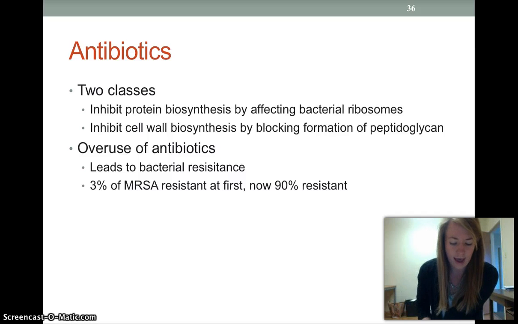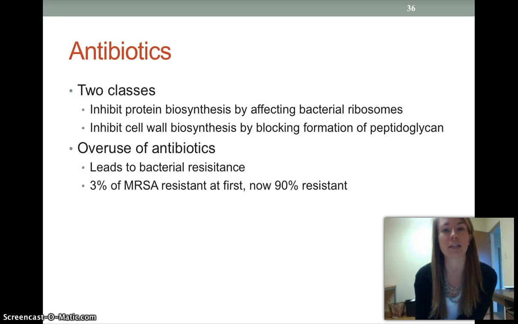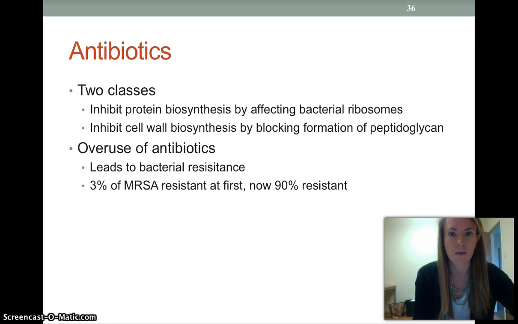And then we have antibiotics, however, to help us fight off bacteria. The first ever antibiotic was penicillin, and now we have dozens and hundreds of different kinds of antibiotics, but they work in two different ways. There's one that inhibits protein biosynthesis in bacteria, which means that they stop the bacteria from making any proteins. So that's pretty dangerous. If they can't make proteins, they can't keep reproducing and harming you. They can't make the toxins that are harming you. And what they do is they affect bacterial ribosomes.